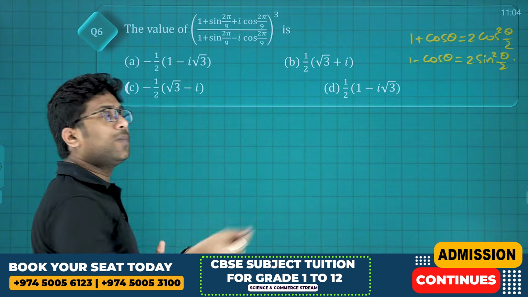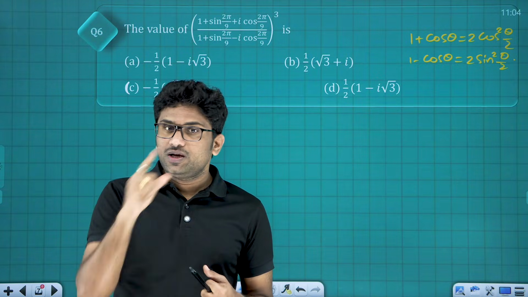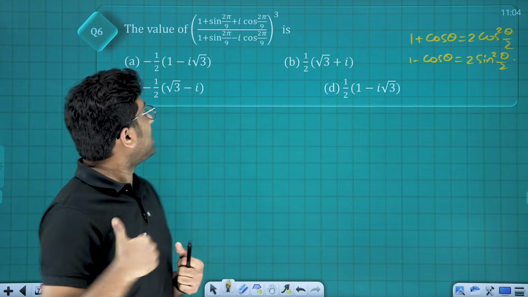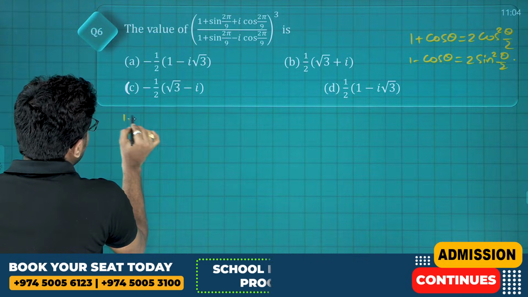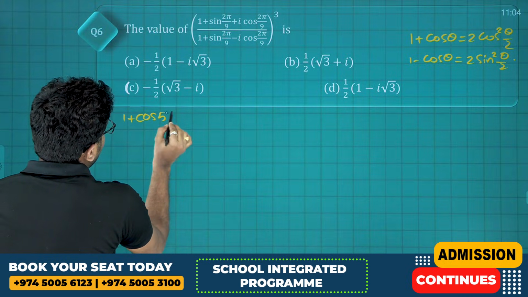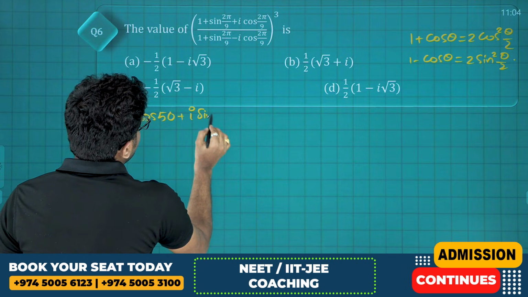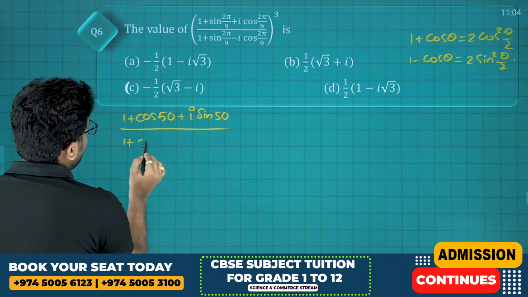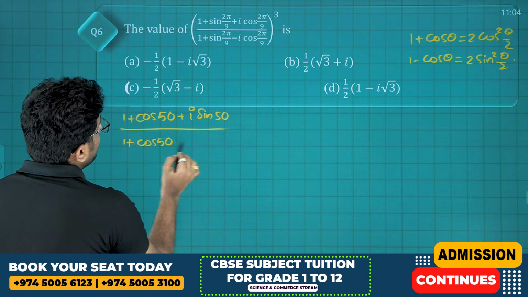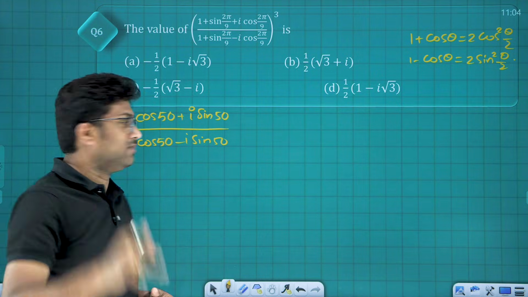So first, what is 2 pi by 9? Pi is 180. 180 by 9 is 20. 2 into 20 is 40. So sin 40 we can write it as cos 50, correct? So this we can write as 1 plus cos 50 plus I times sin 50, whole divided by the same 1 plus cos 50 minus I times sin 50. First we will simplify the internal part, okay?